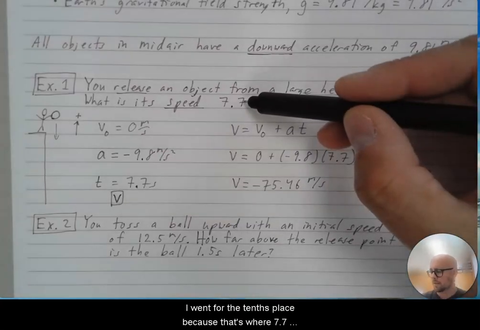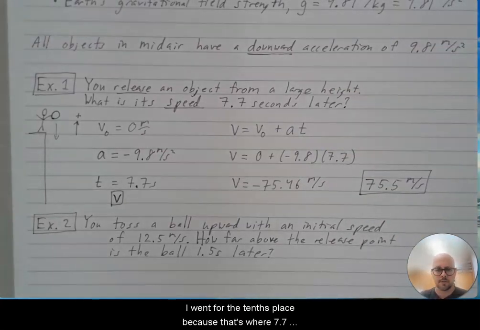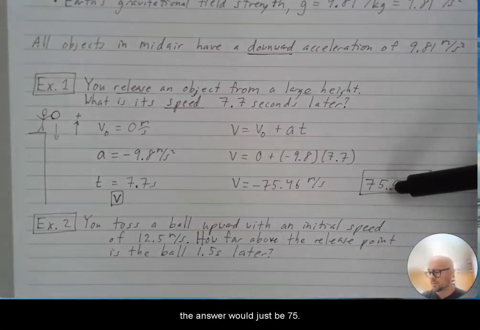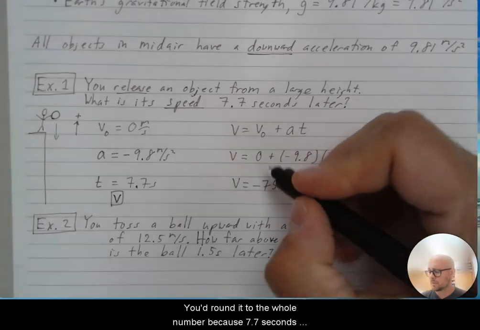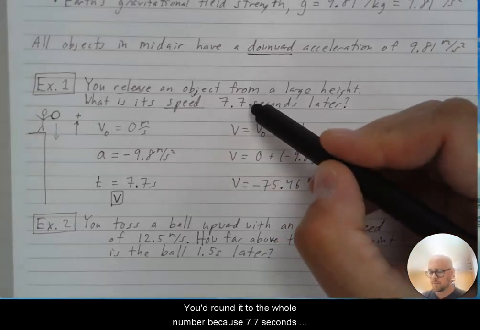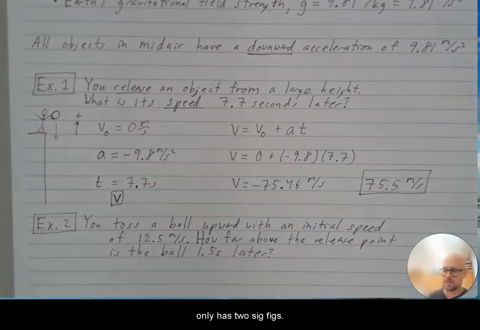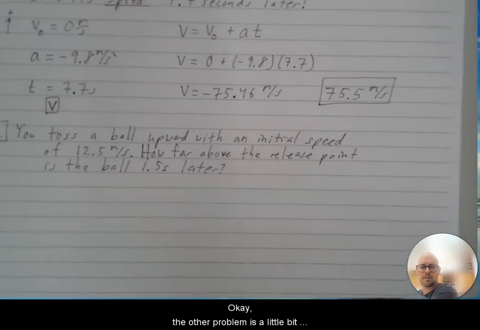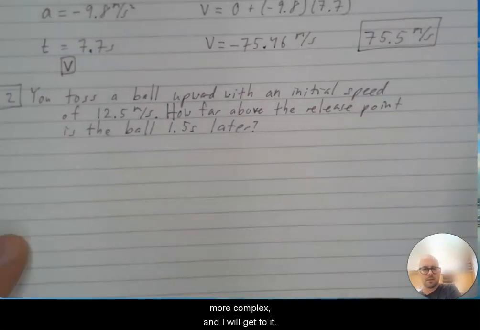And so you can round to whatever decimal place you want. I went for the tenths place because that's where 7.7 seconds is rounded to. Strictly speaking, for sig figs, the answer would just be 75. You'd round it to the whole number because 7.7 seconds only has 2 sig figs. Okay, the other problem is a little bit more complex, and we'll get to it.